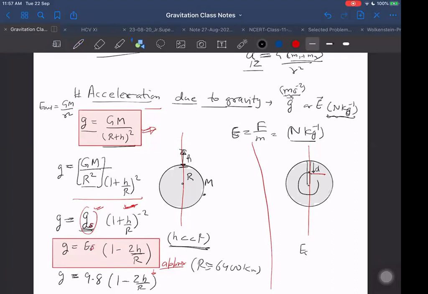Mass enclosed. First thing, don't commit a mistake here. Don't take the total mass. Take the mass enclosed up to this radius. So what should I write now? G into mass enclosed upon small r, this is small r distance, upon small r square. That is the value of g. That small r will be equal to R minus d.